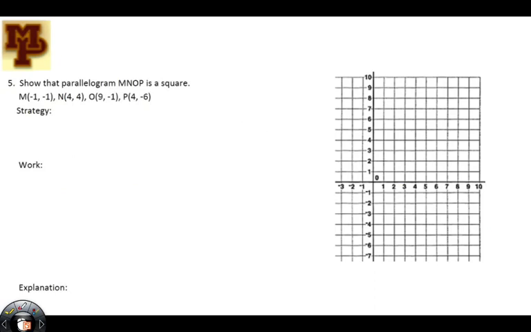Alright, so now we want to show that parallelogram MNOP is a square. So I probably need to plot these points real fast, so we have some picture. So -1, -1. Oh, that's not -1, -1. Okay, -1, -1, so right there. 4, 4. 9, -1. 4, -6. Let's see, that'll be right there. Okay, so then I'll connect these.